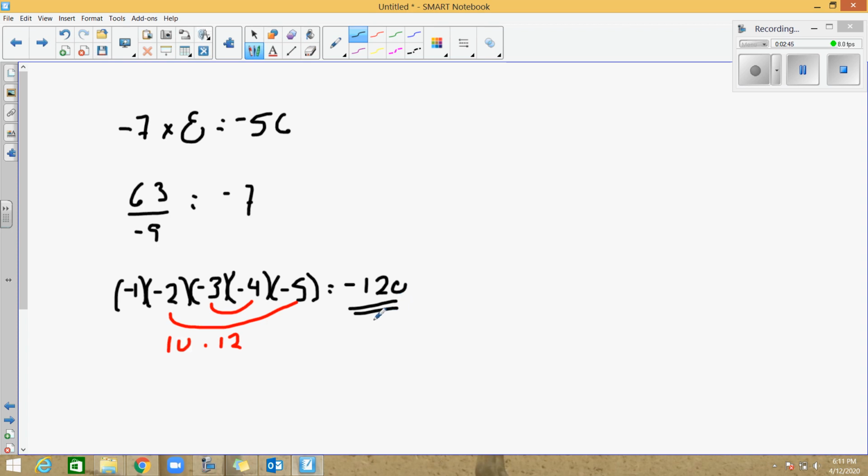And yes, it does also work on the negative end, or the division end, of that as well. So hope this helps.